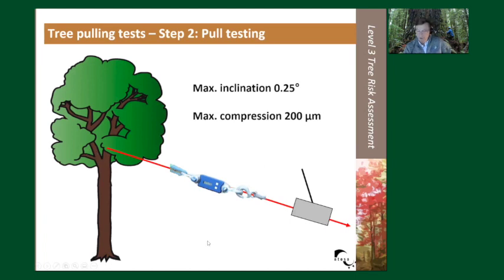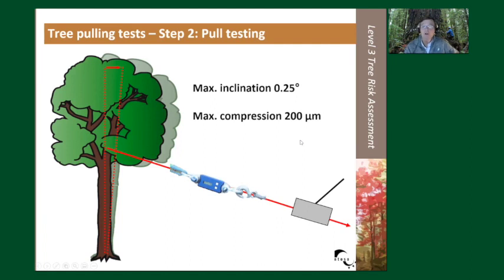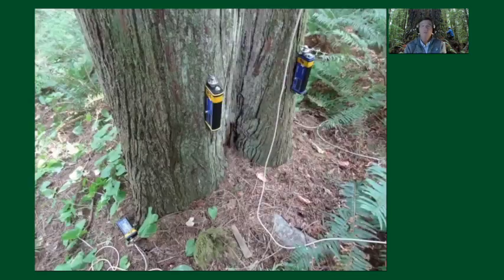When we do the pulling test, there's a maximum for inclination that we never pull harder, and that's 1/4 of a degree. And also a maximum compression or tension that we create in the tree of 200 microns. And what that ensures is that under all the pulling tests, we are within what's called the elastic limit of the tree. So the tree will bend, we'll be pulling on it, but it will return back to its previous state without any damage. So it's a non-destructive method.